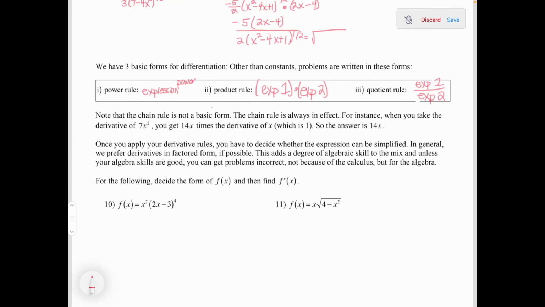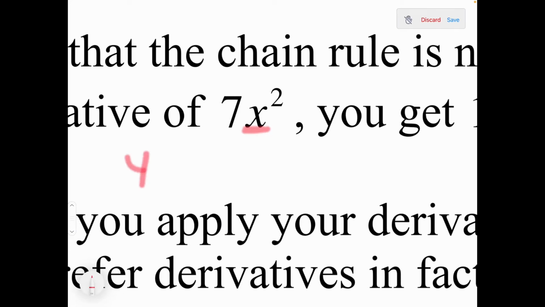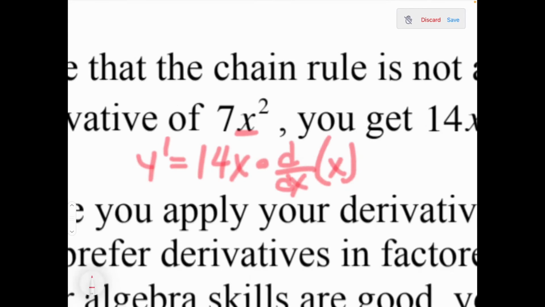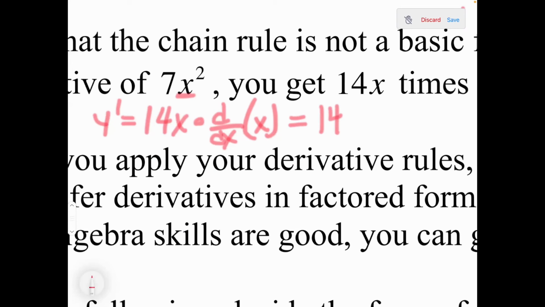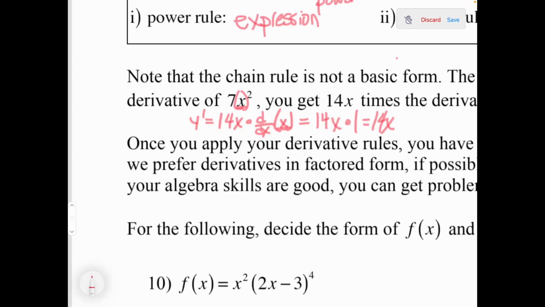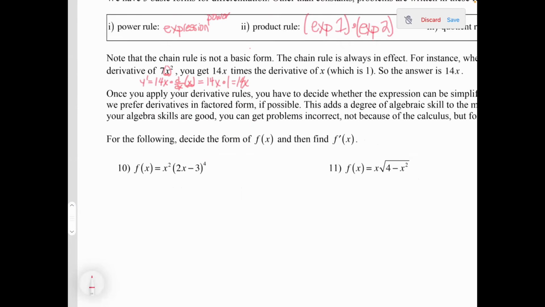Even if we're taking the derivative of something like 7x squared, this x would be our something. So the derivative of that, let's call it y prime, would be 14x times technically the derivative d dx of the x piece. And the derivative of x is just 1. So this would just be 14x times 1, which is just 14x. So even if we use the chain rule here, if the inside function is just x, it still works out because the derivative of x is just 1.